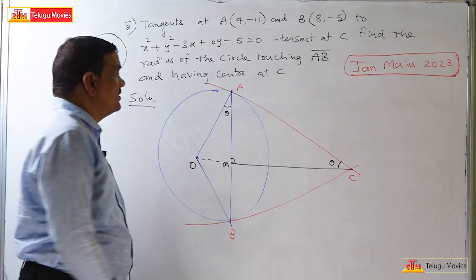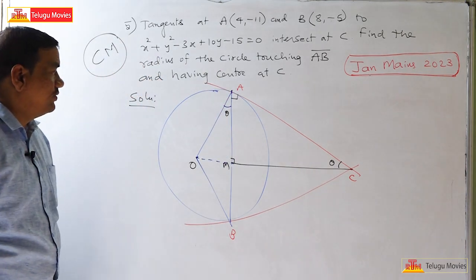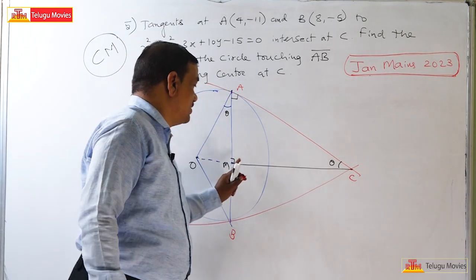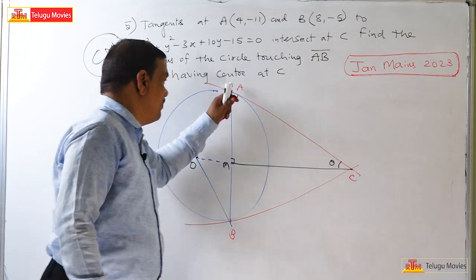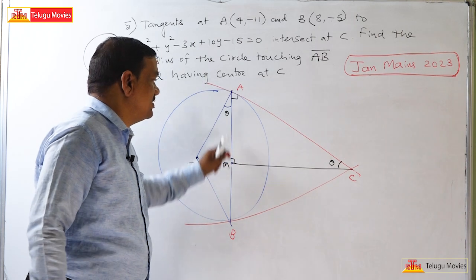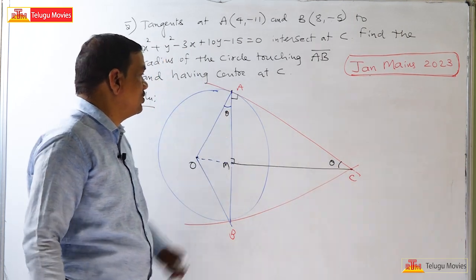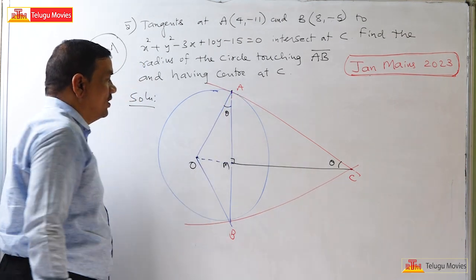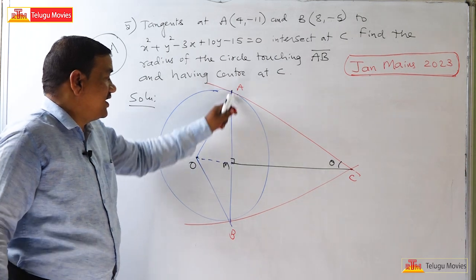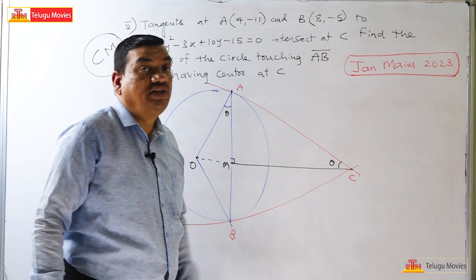Now this is a tangent, so this is 90 degrees, this is 90 degrees. We want to find CM. CM is the hypotenuse of this triangle. Sorry, it is not 90 degrees here. So this is a right angle triangle. We want to find out theta.